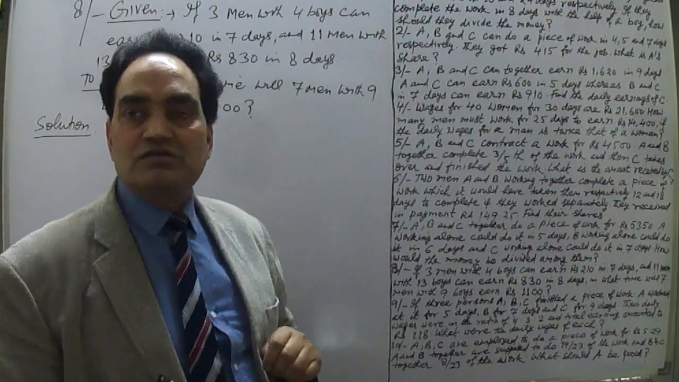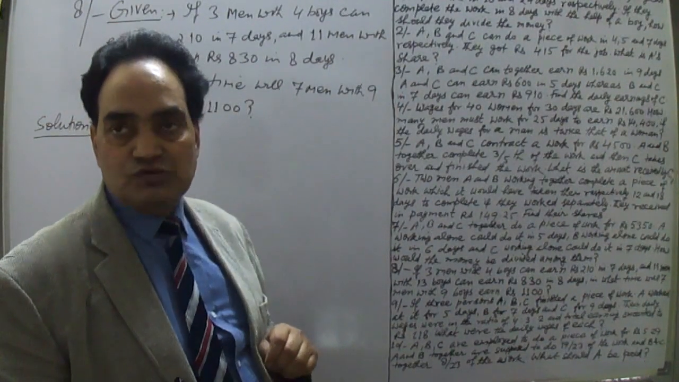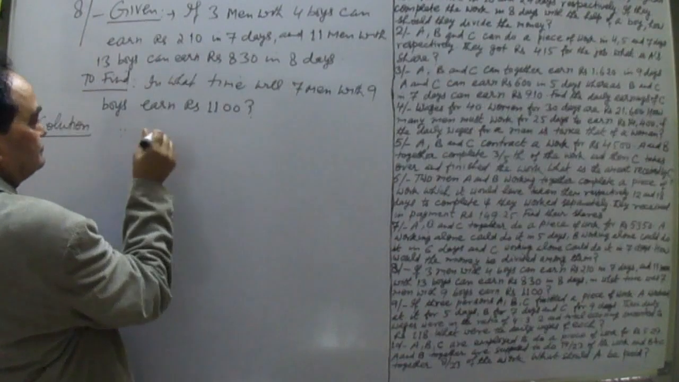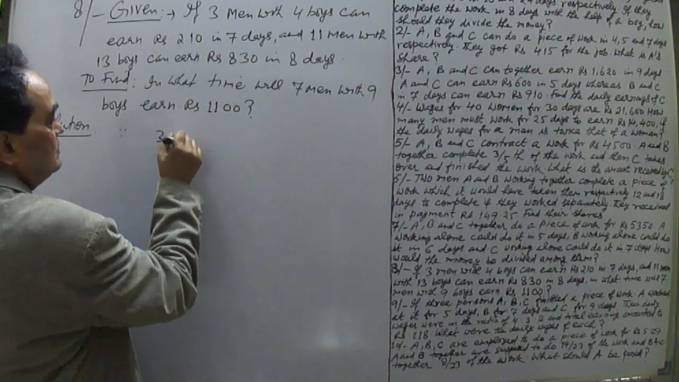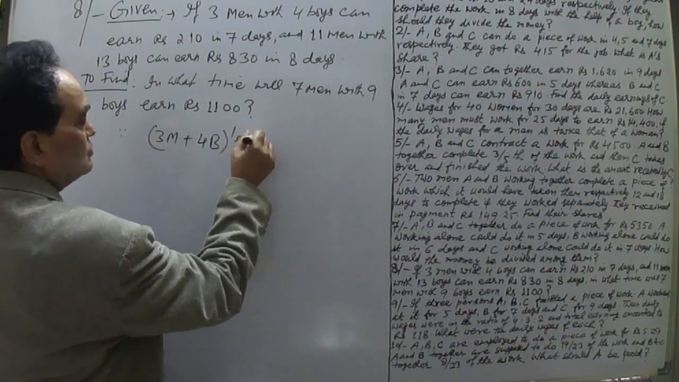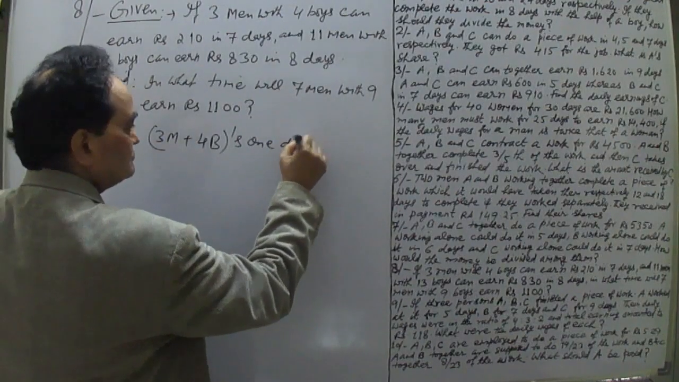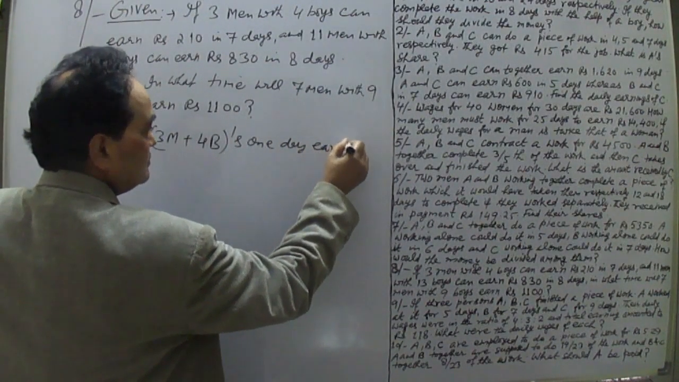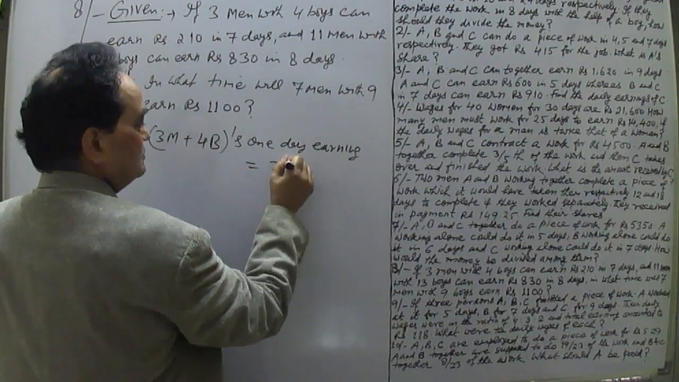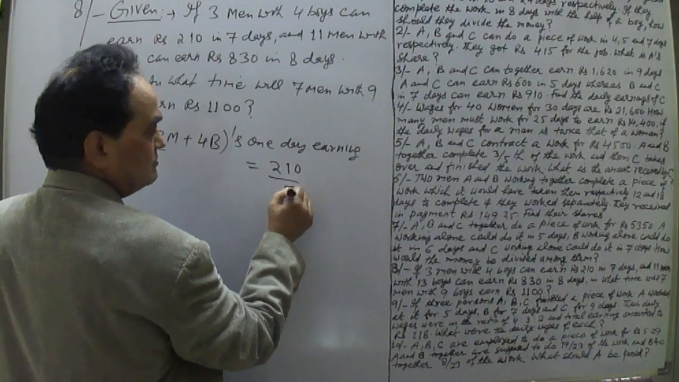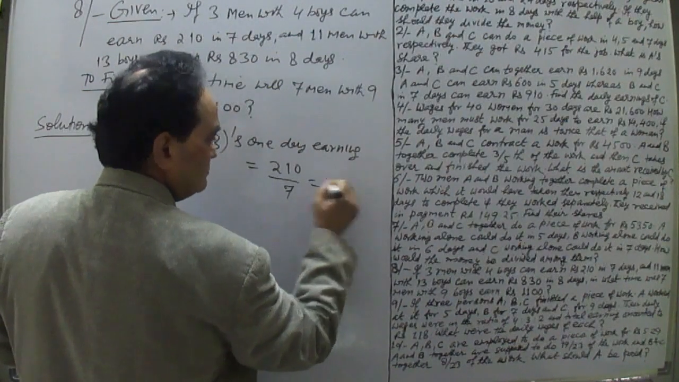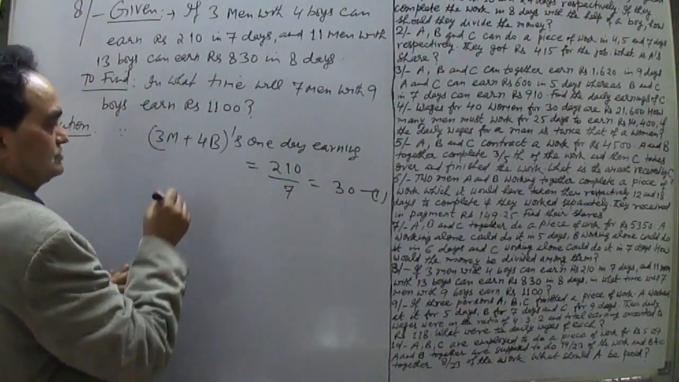First we have to find out their daily earnings, or earning per day. According to the first one, 3 men, let me take M, 3 men plus 4 boys, 1 day earning is equal to 210, which is for 7 days, divided by 7 will give us 1 day earning. 7 3s are 21, that means 30. So 30 is the first equation.